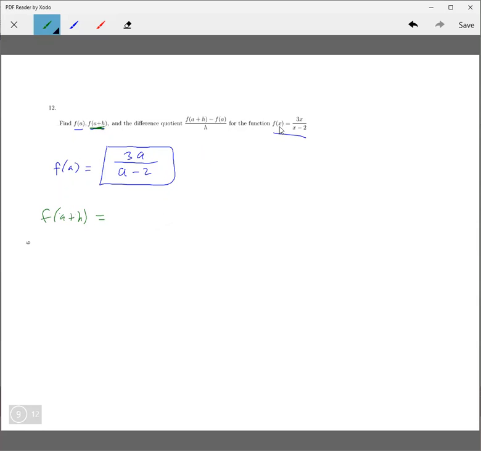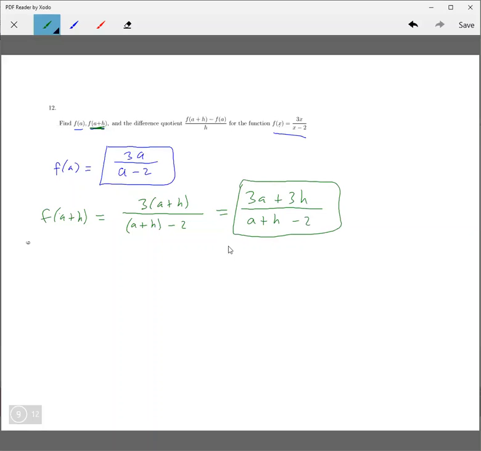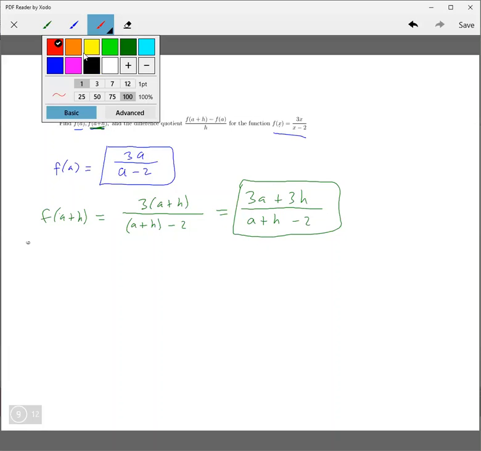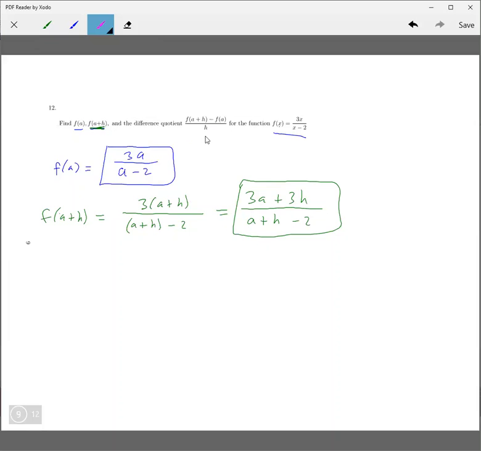Here, this x was replaced with an a plus h. So replace this x and that x each with a plus h's. Like that. And then simplify. So let's distribute the 3 in. And that'll be the second one. Okay, now, the third one, that's the fun one. It's this one right here.